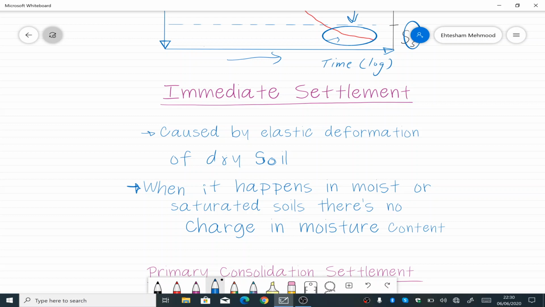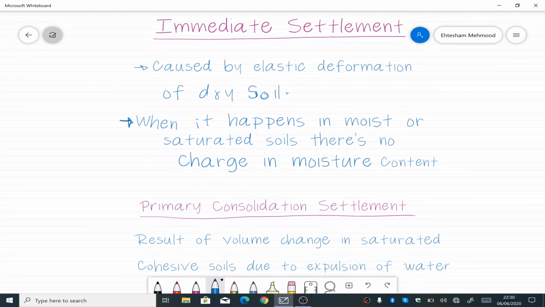So just to go through the immediate settlement definition again, it is caused by the elastic deformation of the drier soil, and when it happens in moist or saturated soil, there is no change in the moisture content.